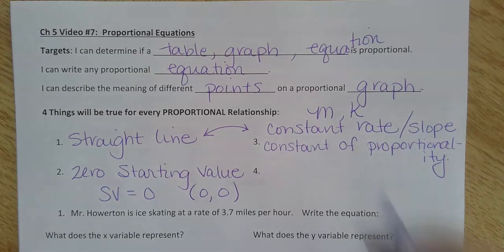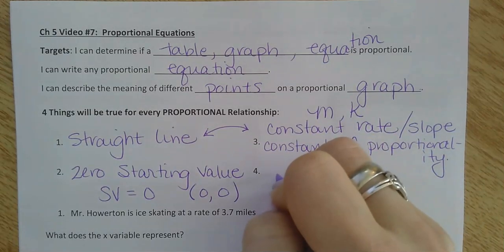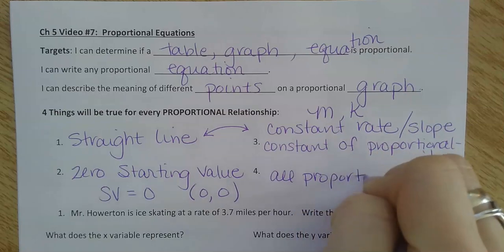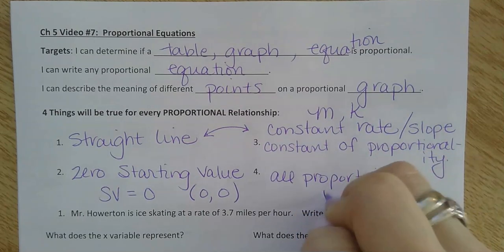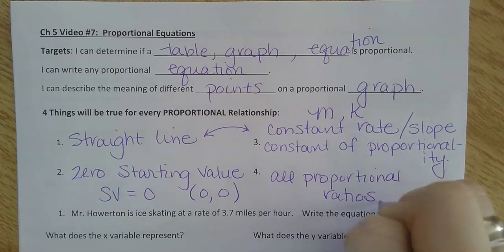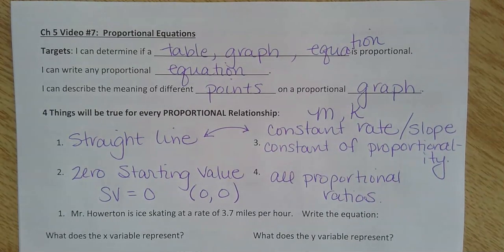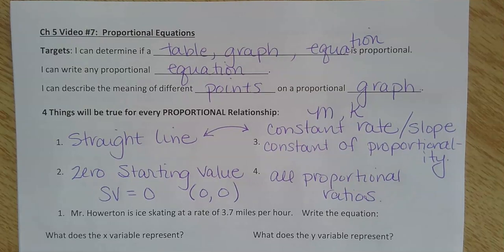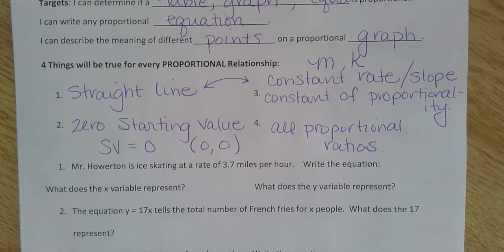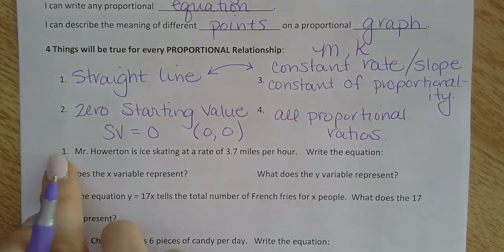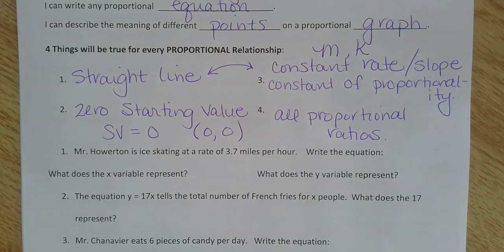And then the last one, if you're looking at a table especially, you have all proportional ratios. Every ratio you can come up with from points on the graph or different rows in a table, all of those ratios are going to be proportional. So that's some summary of things we know about proportional relationships. So we're going to look at a few different types of questions you might see on proportional relationships.